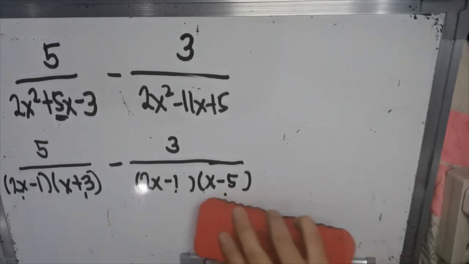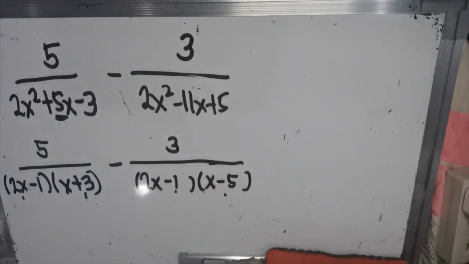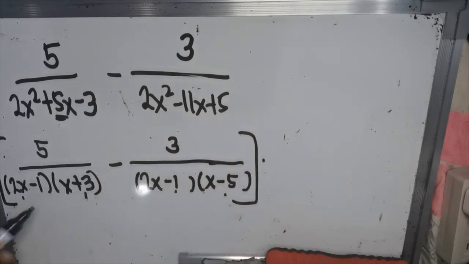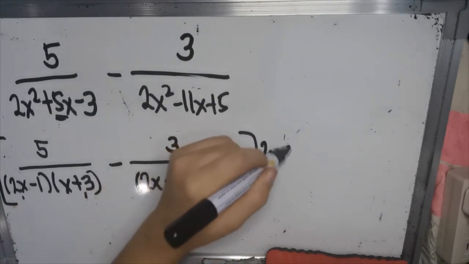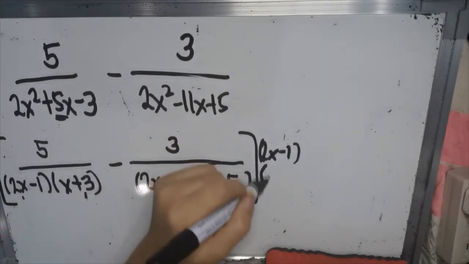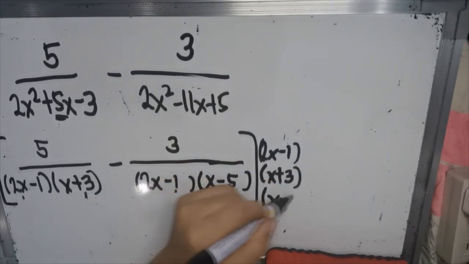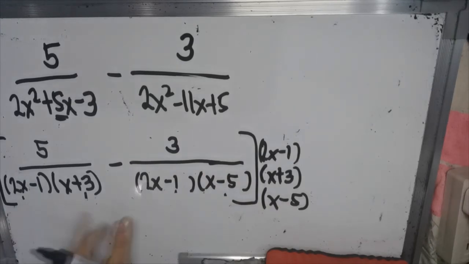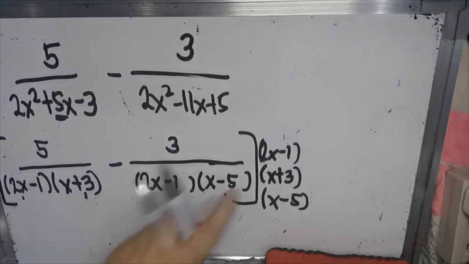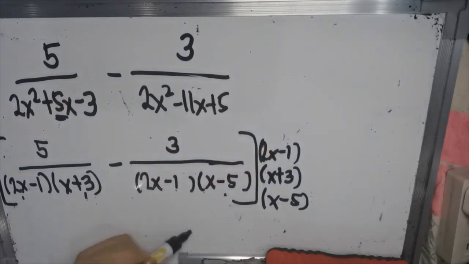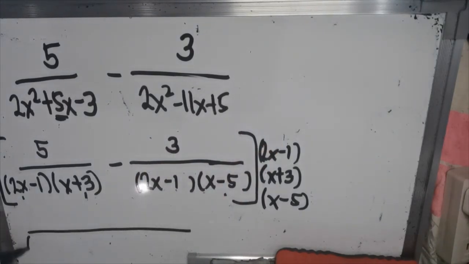Since we have factored them, let us now get the LCD. Our LCD is 2x minus 1, x plus 3, and x minus 5. Although 2x minus 1 appears twice, here and on the other side, it is considered as 1. Considered as 1 already. And so, therefore, our denominator will be the following.